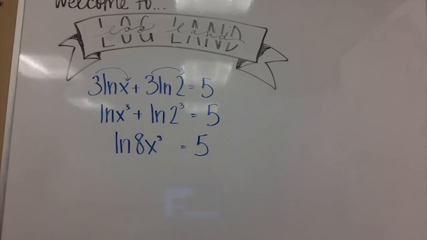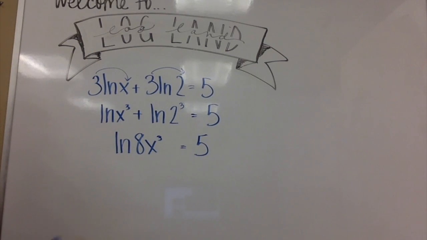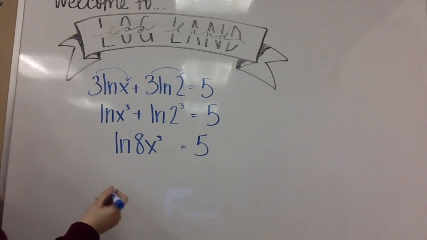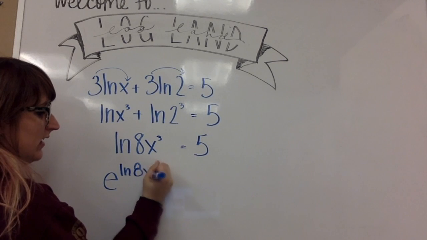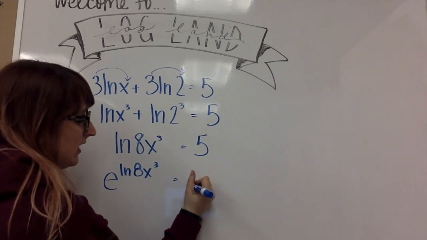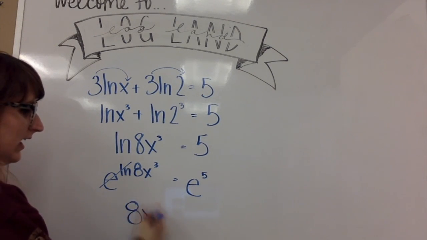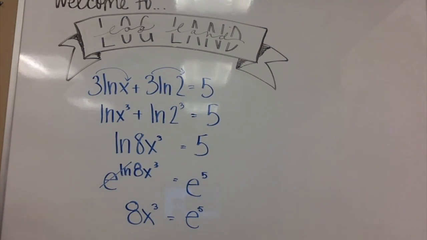expression. So in order for us to solve for this, we're going to have to raise e to the power of this natural log 8x cubed and this 5 on both sides so that the e and the ln can cancel out. So I have e to the ln 8x cubed equals e to the 5. So remember, the e being raised to the ln cancels out, and I'm going to have 8x cubed equals e to the 5, or to the 5th power.